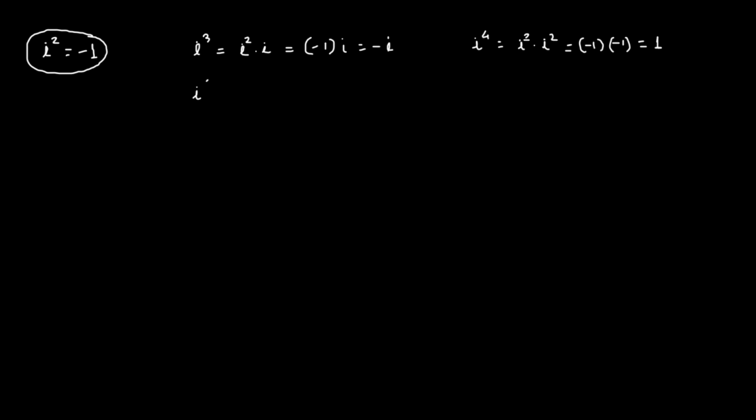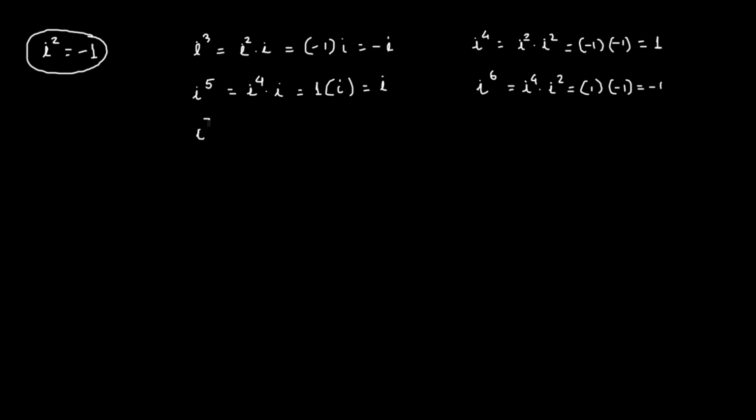To find out the value of i raised to the power of 5, we have i raised to the power of 4 times i, which equals 1 multiplied by i, and that gives us i. Then we have i raised to the power of 6. We can use i raised to the power of 4 times i squared, which gives us 1 multiplied by -1, that gives us -1.